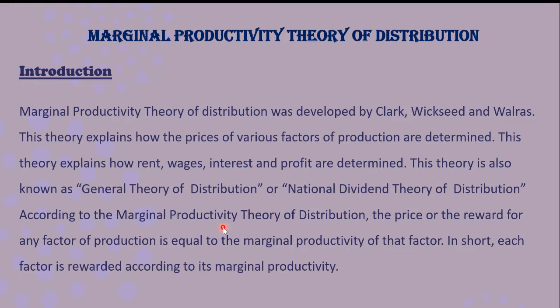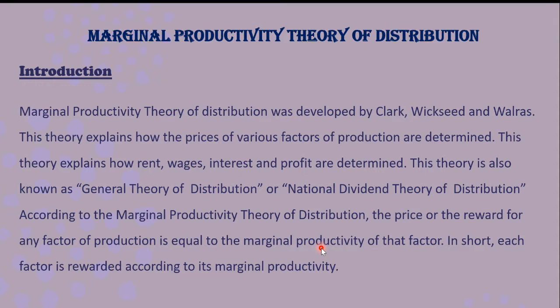According to the marginal productivity theory of distribution, the price or the reward for any factor of production is equal to the marginal productivity of that factor. This is what I tried to explain with the example. I said 5 people are working and they are getting 1000 rupees. It doesn't mean that 1000 rupees will be divided among 5 and given 200, 200, 200. It is not like that. Here it clearly states the reward is given based on the marginal productivity.